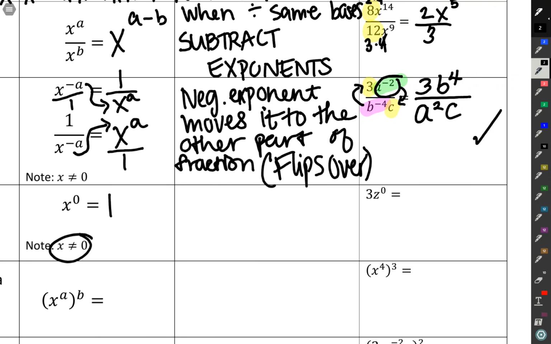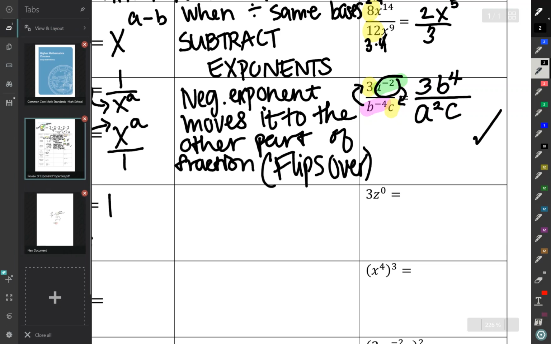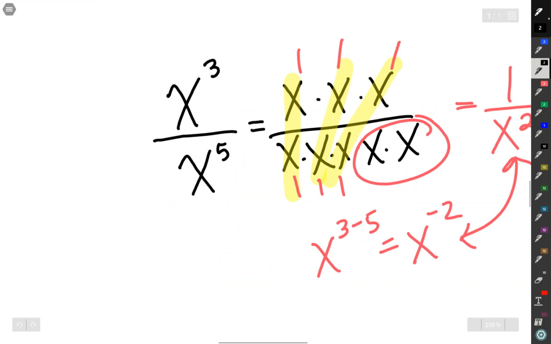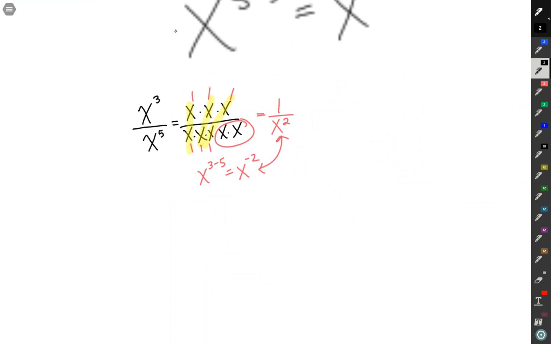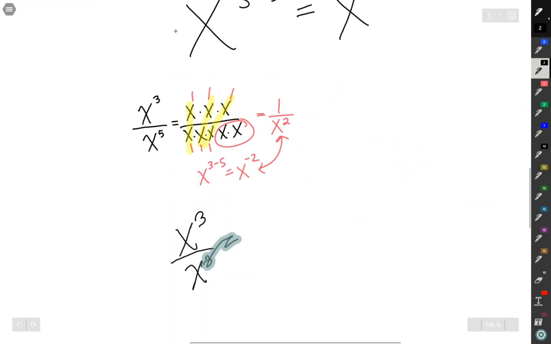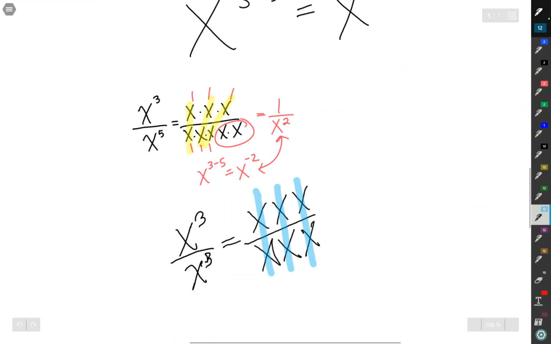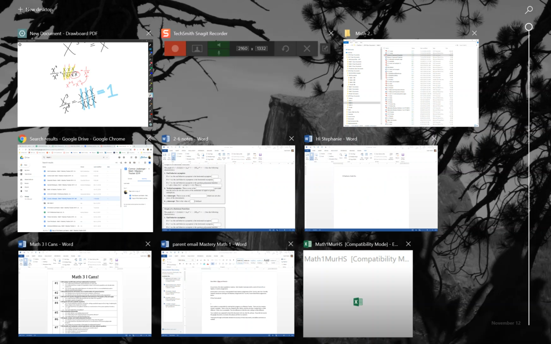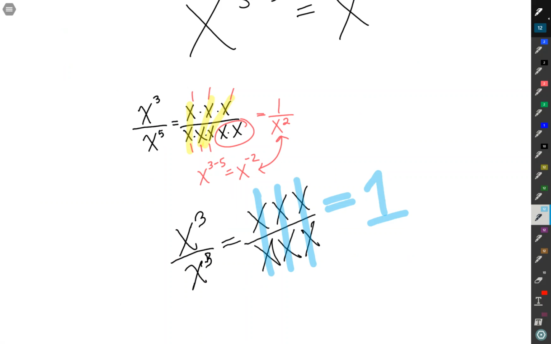So the reason for that is kind of back to that subtraction idea. If we are dividing, let's say we have x to the 3rd over x to the 3rd, you get x times x times x over x times x times x. Everything cancels, and so what's left over is just 1. All right, so that's sort of why.